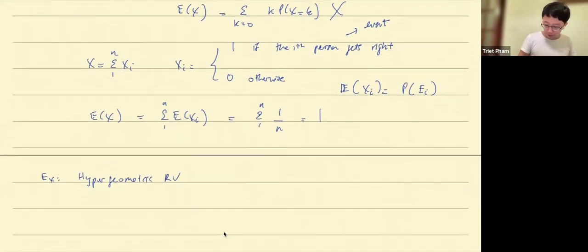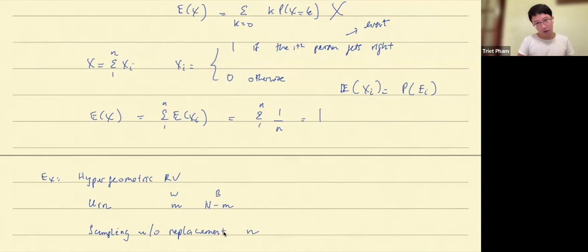So you have an urn with 2 categories. M of them are white. N minus M are whatever other color, let's say black. And you take a sample, without replacement, of size n. You sample n out of the urn. And the random variable represents the number of white balls in the sample.